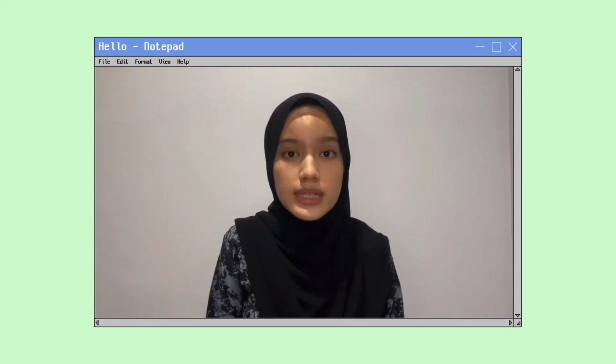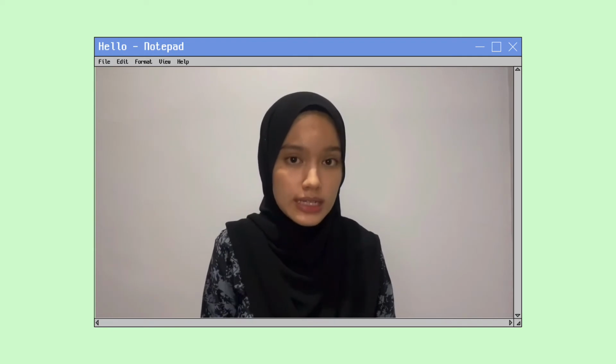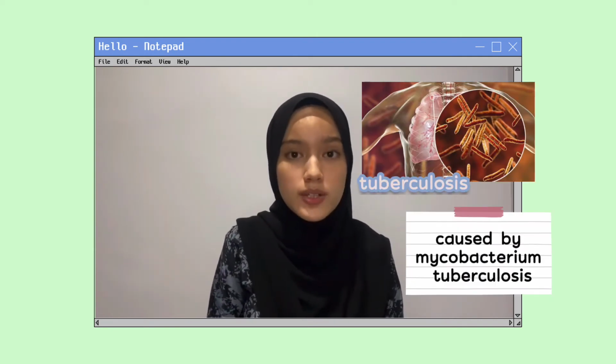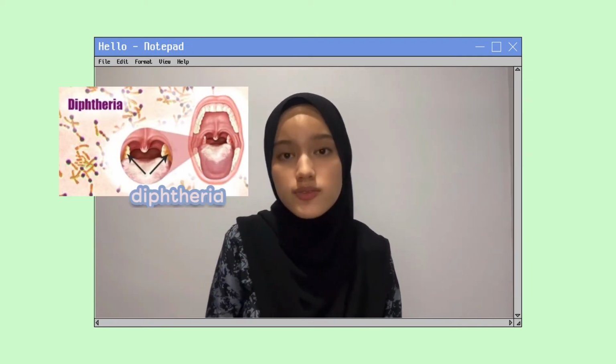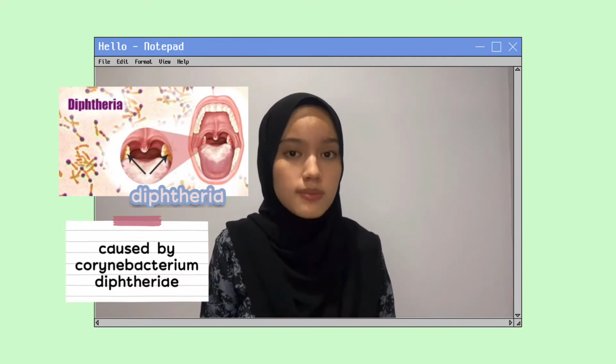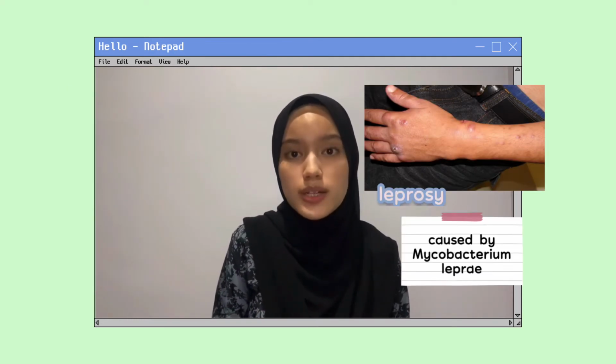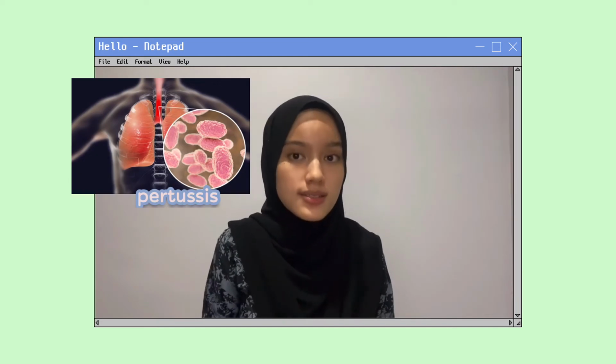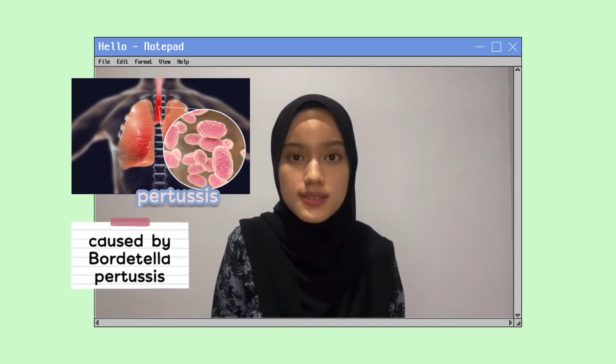Diseases that are caused by interactions between humans and bacteria include tuberculosis, caused by Mycobacterium tuberculosis; diphtheria, caused by Corynebacterium diphtheriae; leprosy, caused by Mycobacterium leprae; and pertussis, caused by Bordetella pertussis.